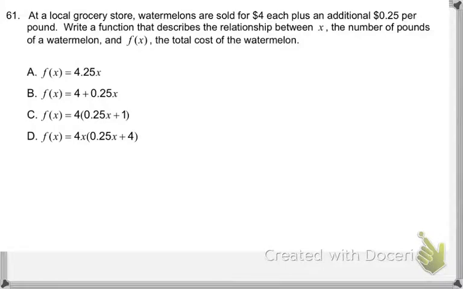Okay, we're at a local grocery store. Watermelons are sold for $4 each plus an additional 25 cents per pound. Now, use what I just said in the last question, but let's go ahead and finish reading just to be sure. Write a function that describes the relationship between x, which stands for the number of pounds of watermelon, and f of x, the total cost of the watermelon.